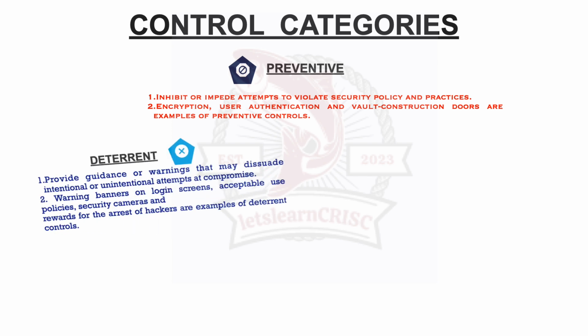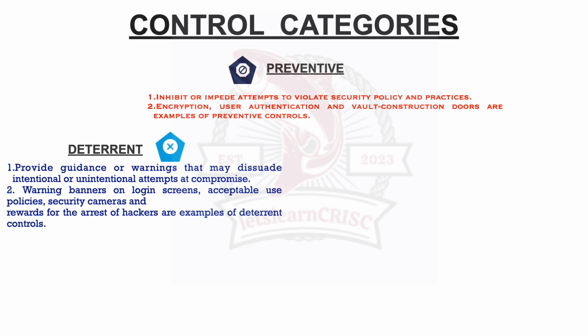Moving next, we'll discuss the deterrent control. Friends, the deterrent control provides guidance or warning that may dissuade intentional or unintentional attempts at compromise. Warning banners or login screens, acceptable use policies, security cameras, and rewards for the arrest of hackers are examples of deterrent control.